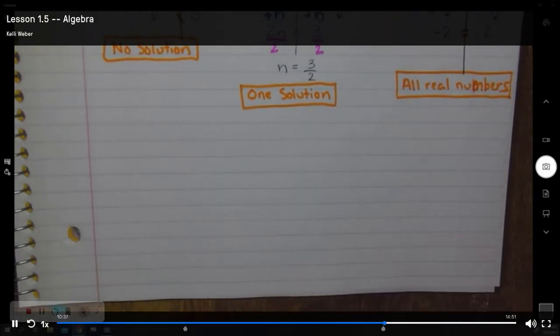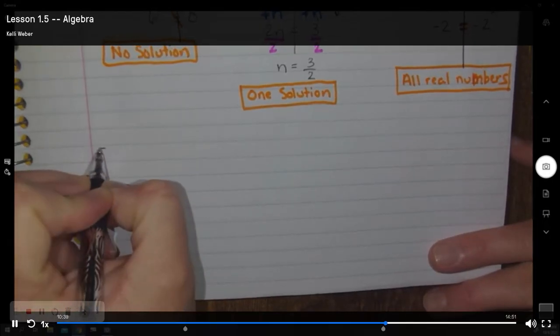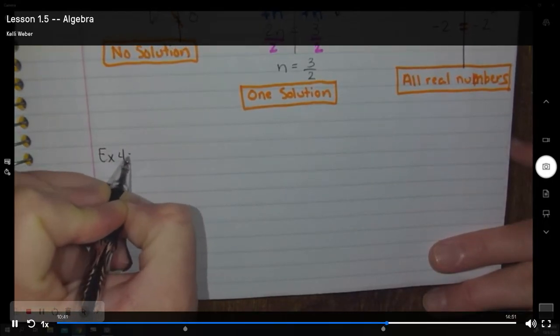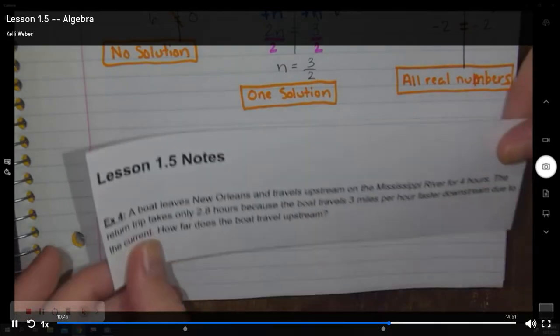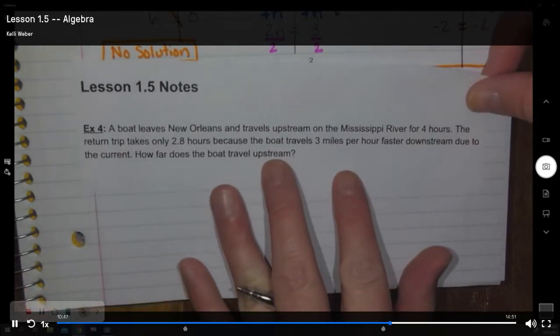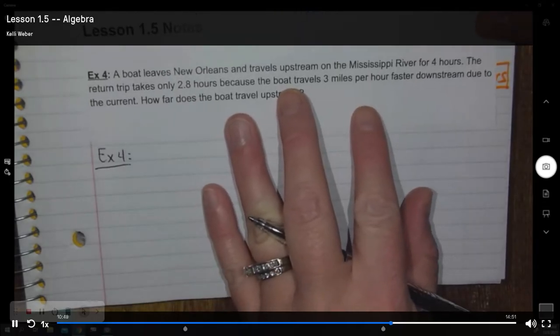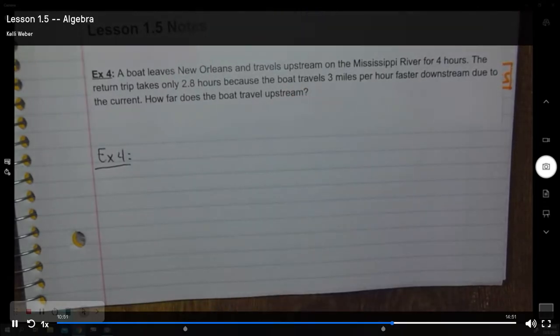All right, for example 4, we're going to take a look at our little sheet here. A boat leaves New Orleans and travels upstream on the Mississippi River for 4 hours. The return trip takes only 2.8 hours because the boat travels 3 miles per hour faster downstream due to the current. How far does the boat travel upstream?